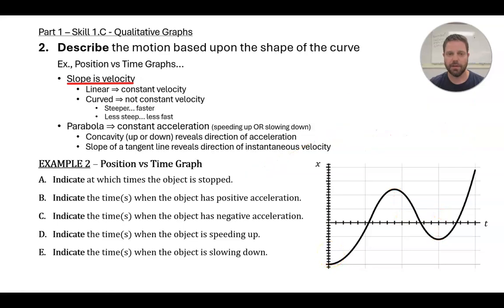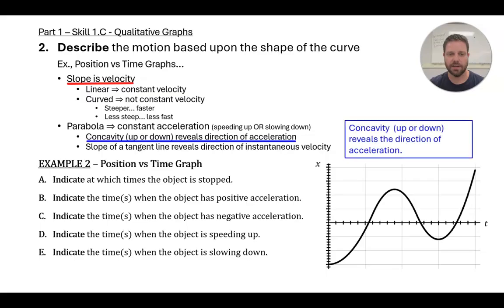In B and C, we're asked about acceleration. So that's going to get into this idea of concavity as revealing the direction of acceleration as positive or negative. If we're looking at positive first, then I want to be looking for where do we have a concave up parabola. You can see right here, this is concave up. This is concave down. And then after it crosses 0 here, that is also concave up, and it continues to be concave up the rest of the way. And so these would be the sections of the graph during which we have positive acceleration.